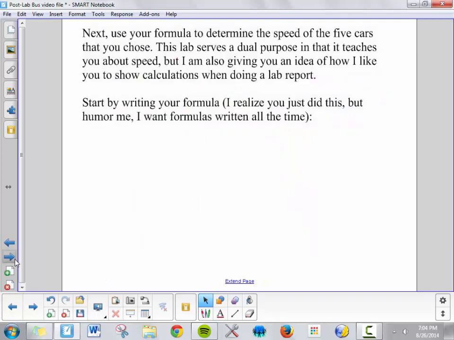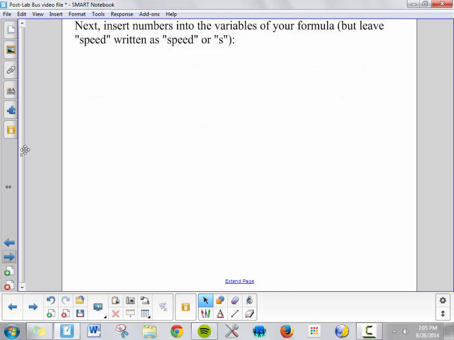After you do this portion, you're going to go ahead and start calculating. Again, some of this might seem redundant, but these are all things you must do on your labs and tests for that matter. So, the first step in doing any calculation in physics is to write out the formula without any numbers at all. So in this case, we wanted you to write the formula again. Speed equals distance over time. After that's completed, you would go ahead and begin to insert numbers into that equation.